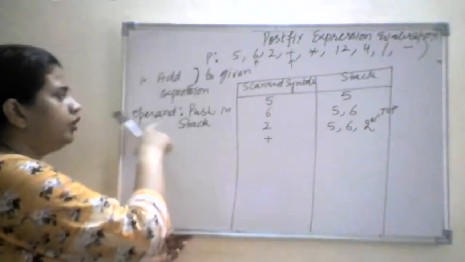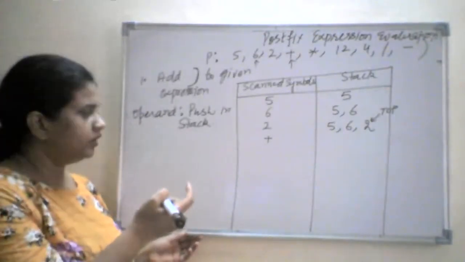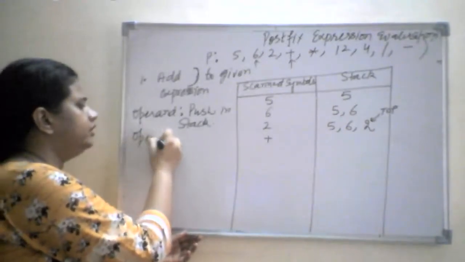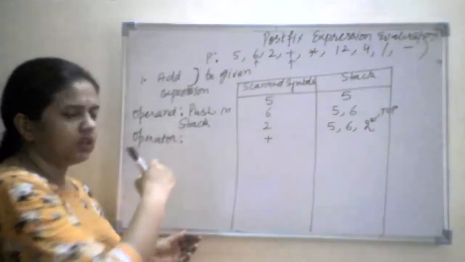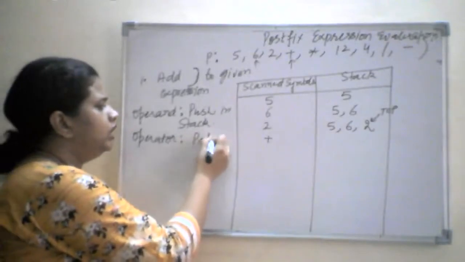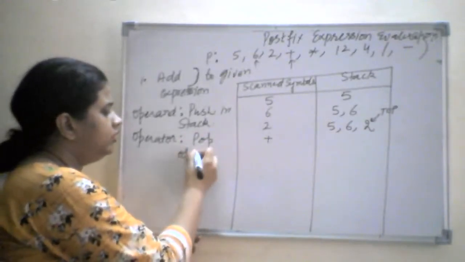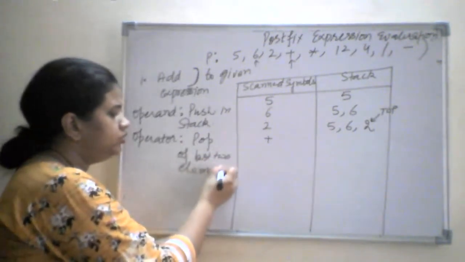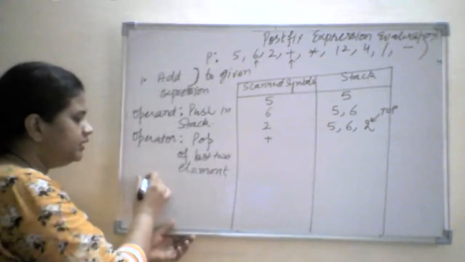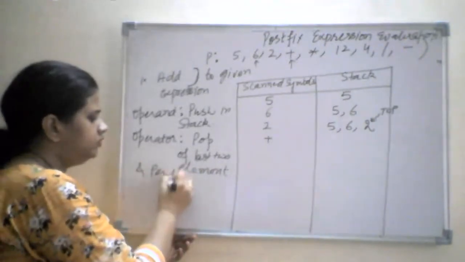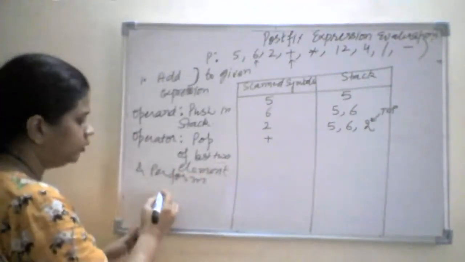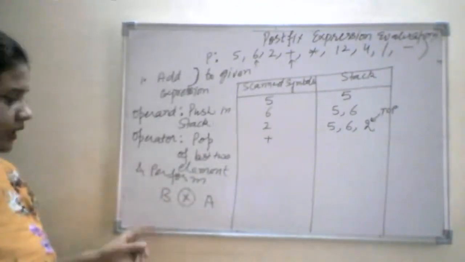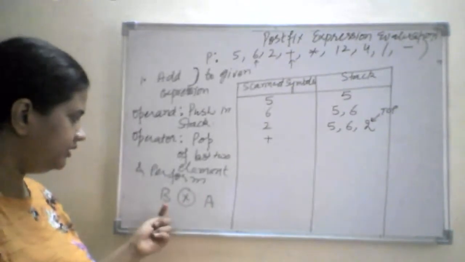I have already told you what we are supposed to do whenever we come across operands. Now let's talk about when we come across the operators. Whenever you come across an operator, you need to pop the last 2 elements and perform something. What will you perform?